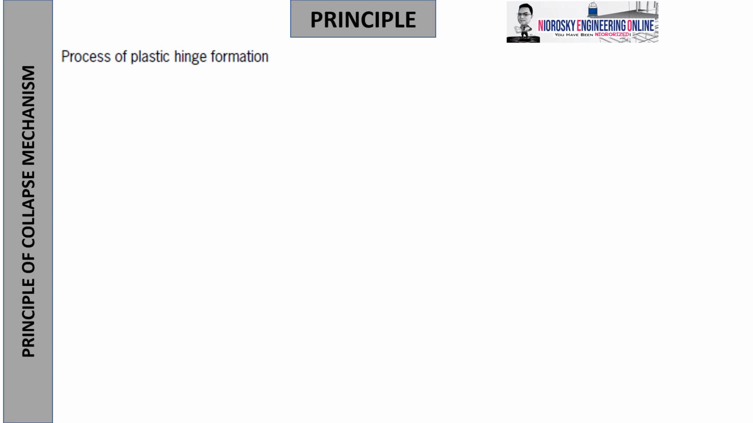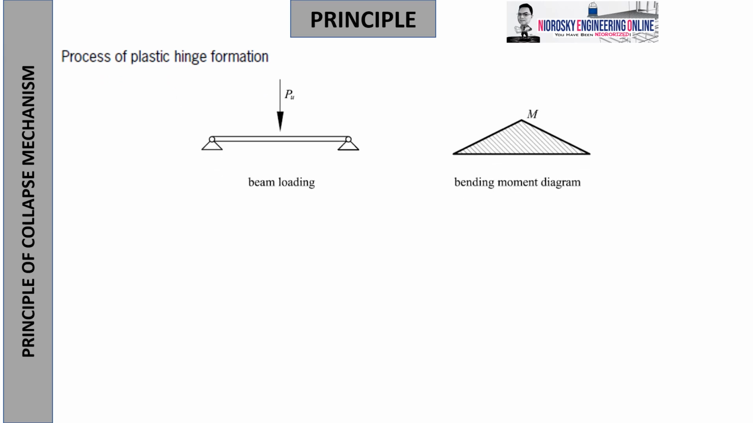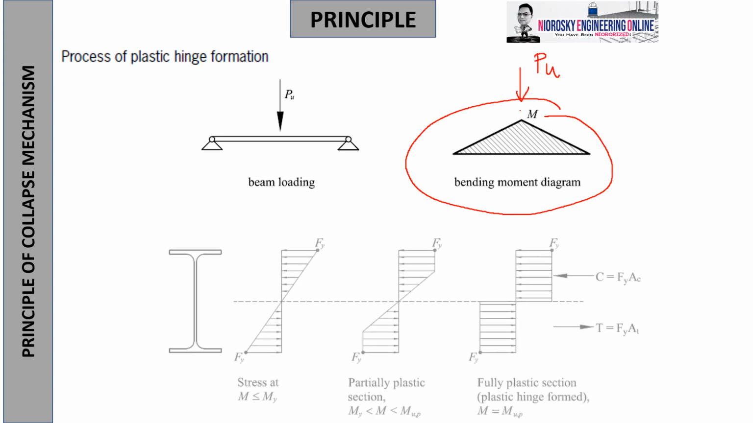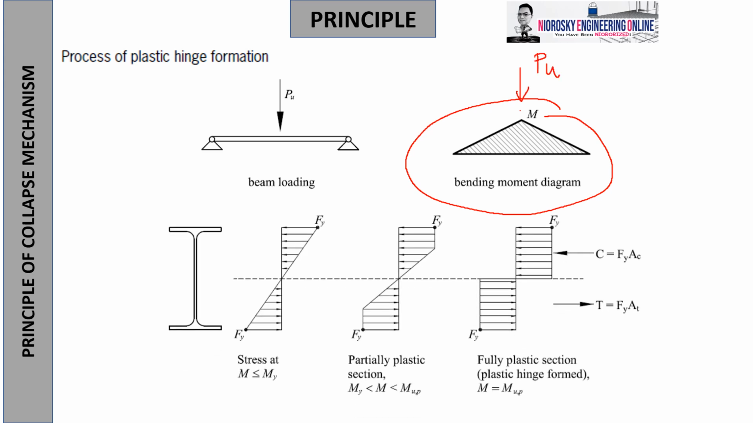Now, how does the process of plastic hinge formation go? Assume that we have a simply supported beam with a concentrated load, let's say somewhere in the middle. We are aware that whenever we draw the shear diagram and the moment diagram, especially the moment diagram, ito yung mangyari sa moment diagram natin. So it is the location where we apply the P sub U, no? In the stress, of course, if M is less than or equal to My, these are the stress diagram. So yung M sub Y represents yield moment.